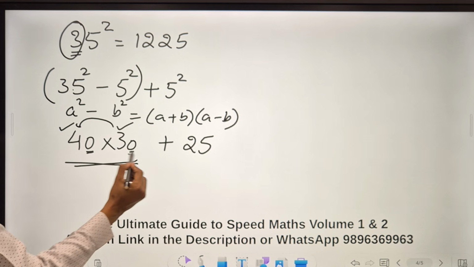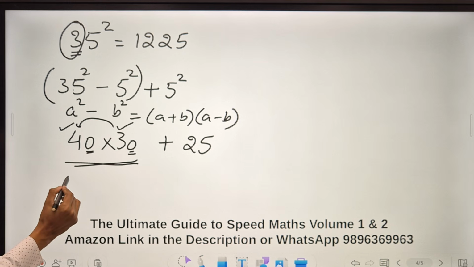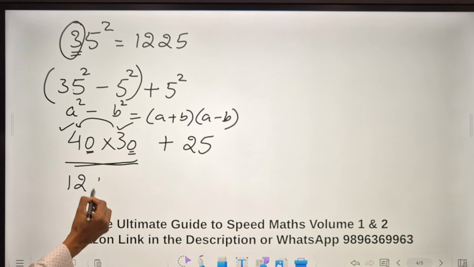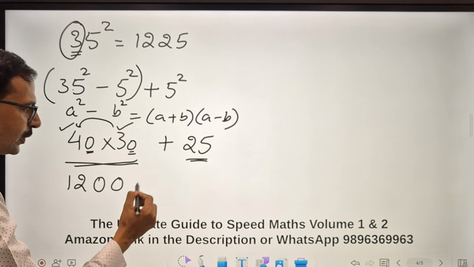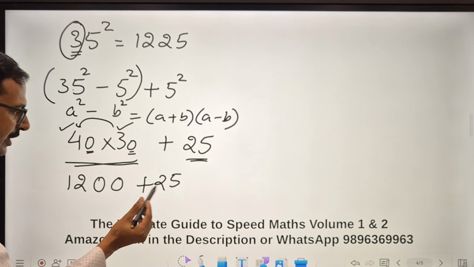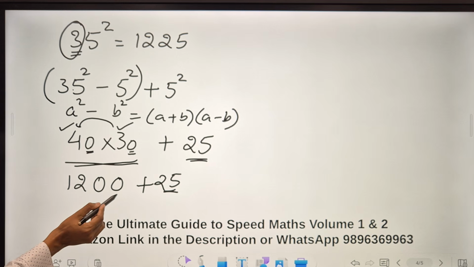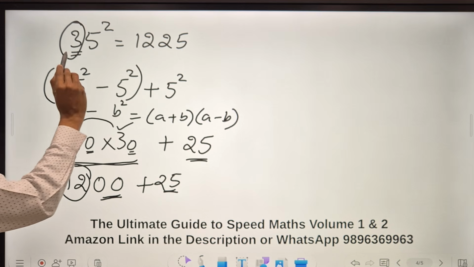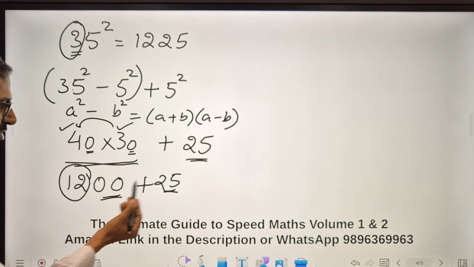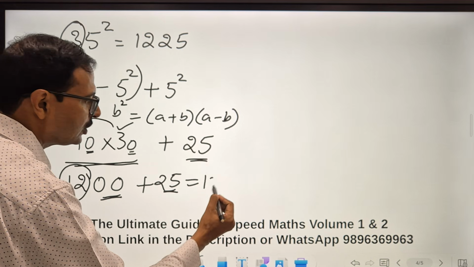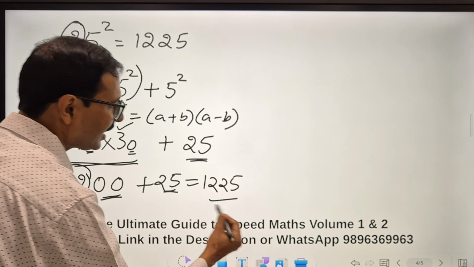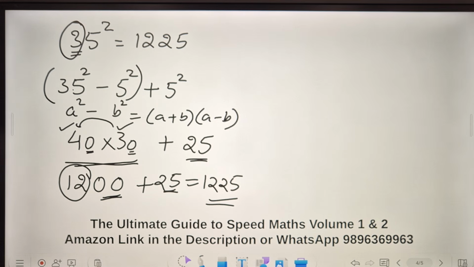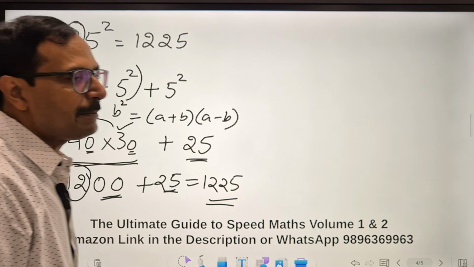And we have 2 zeros. So this is practically 3 into 4, 12, followed by 2 zeros. And when you add 25 to the result, the 25 will be under the 2 zeros. And so 12, which is the product of 3 and 4, will be suffixed by 25 to get you 1225. See how wonderful mathematics is. You start cracking the logic and you start understanding the things in a better manner.